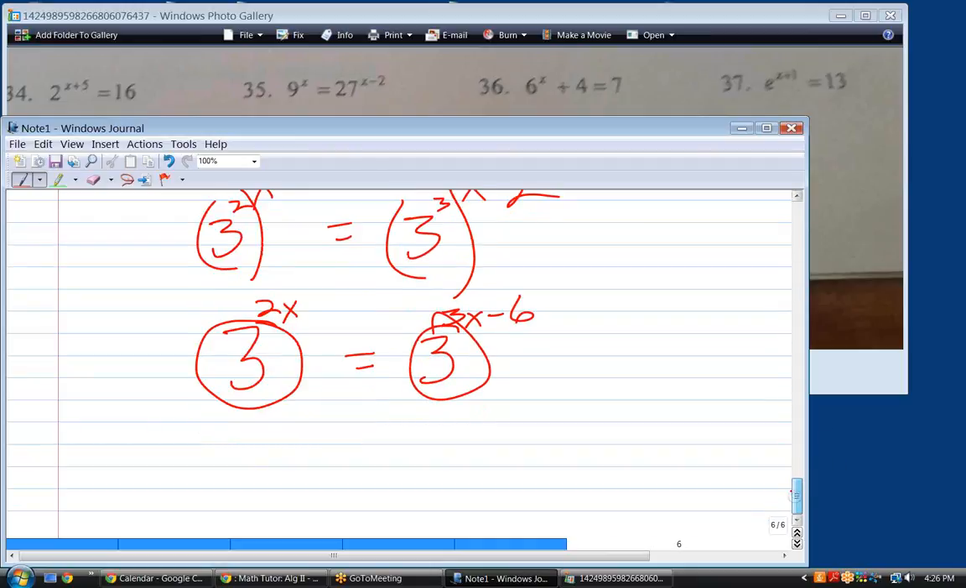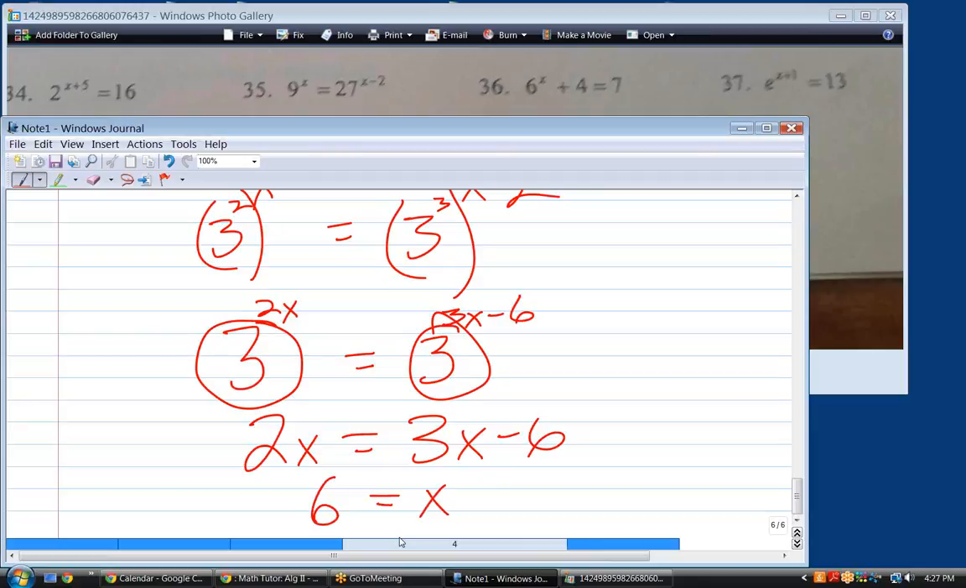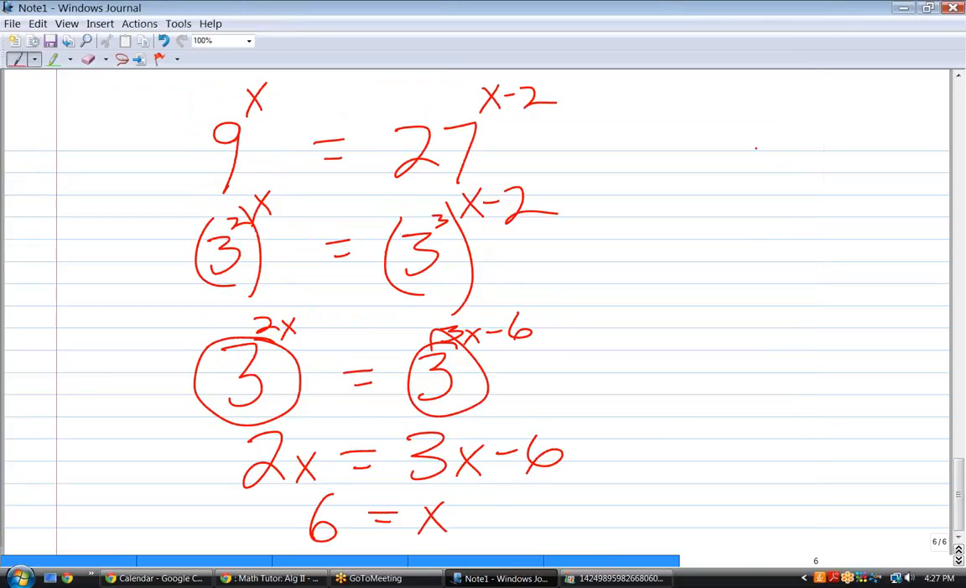We can equate the exponents. So 2x equals 3x minus 6. Take the 2x to the right, the 6 to the left, you get x equals 6. Okay, so that's the way to solve that problem without logs. We don't need logs only because we can state both of these numbers in a common exponential base.